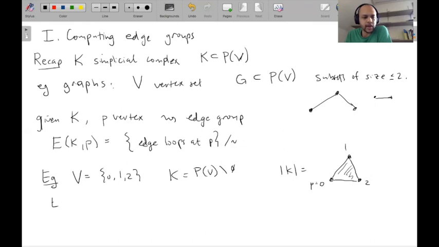So the edge group in this case contains things like, so an edge path, remember, is just a sequence of vertices. We want to start and end at P, which is 0. So we have things like 0, 1, 2, 0. The equivalence class of this is an element of the edge group. There's other things we could do. We could go the other way, 0, 2, 1, 0. Or we can do things like 0, 1, 0, 1, 0.